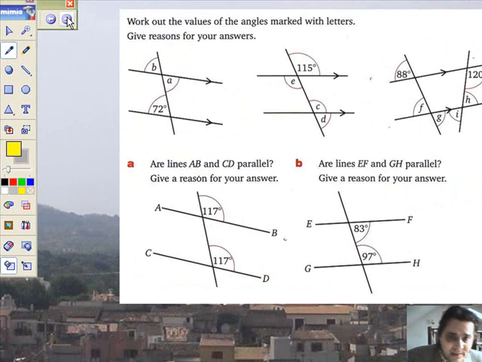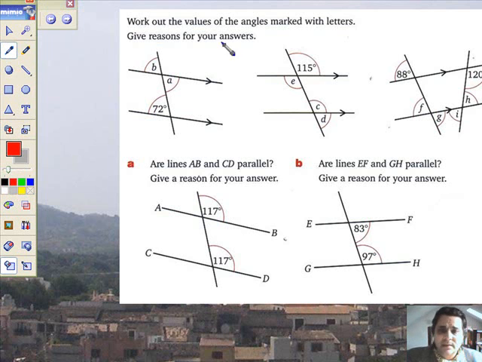Alright, more parallel lines, and I believe this is question 4. Same sort of thing. Work out the values of the angles marked with letters, and give me a reason. Okay, so straight away 72 degrees, alternate. What about B? Well, I can say it's vertically opposite to angle A, but let's use the 72 given to us. B is also 72. Reason, it is corresponding to the 72 degree given.